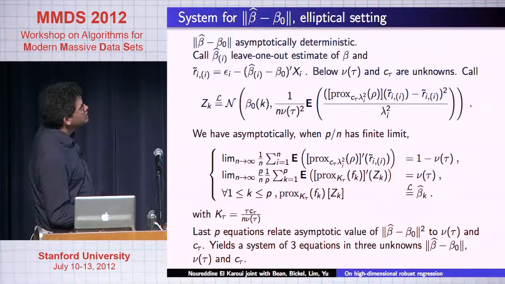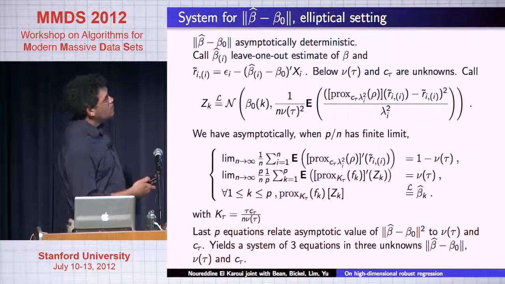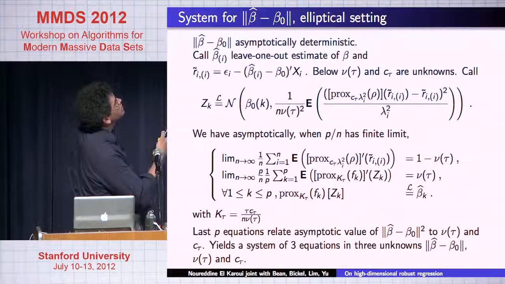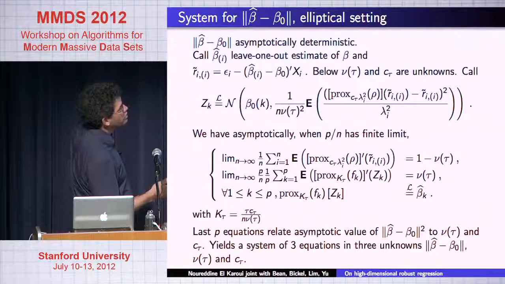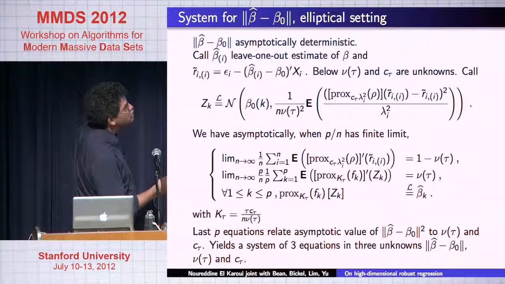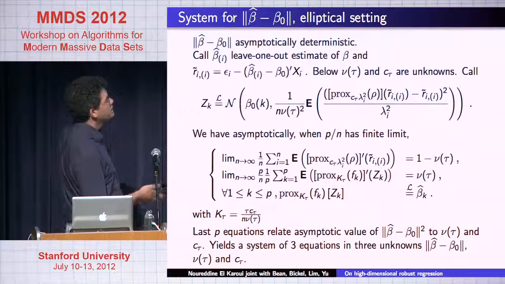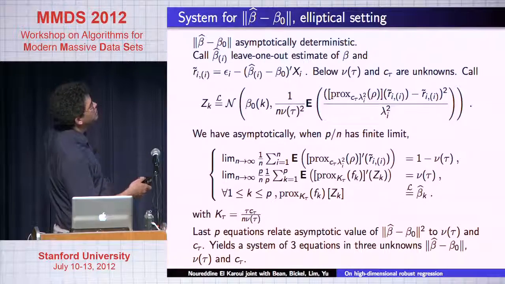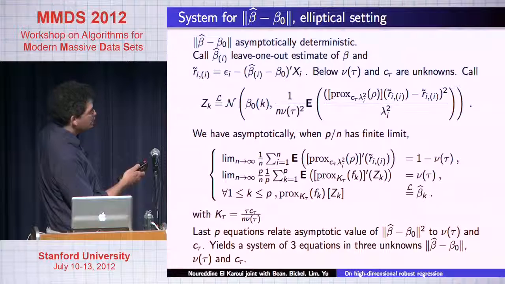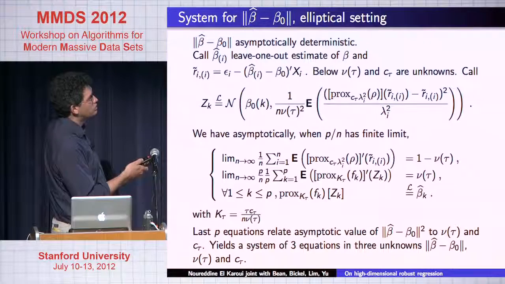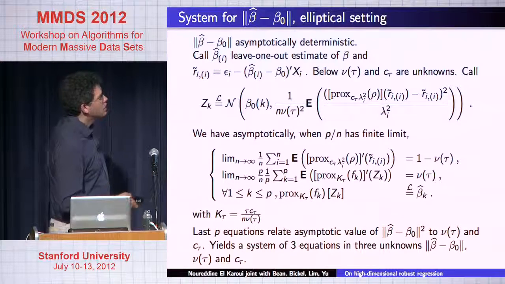Okay? It's kind of horrible, but basically what happens is that instead of having a system of two equations in two unknowns, so this is the one I really care about, like the norm of the error, the L2 norm of the error, now the key quantities are this norm, nu of tau, which has a meaning in the problem, and this c of tau, okay? And the point is just to say that we can come up with a system, again, and the key thing is not the loss or the penalty, it's their prox, okay?